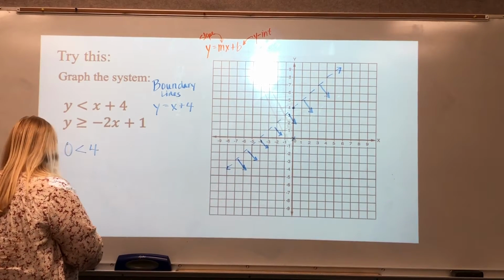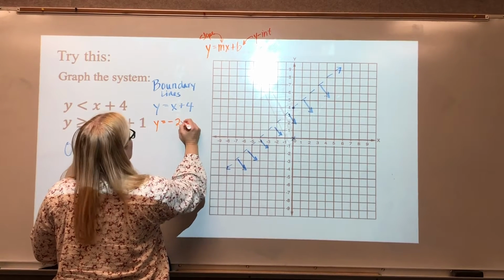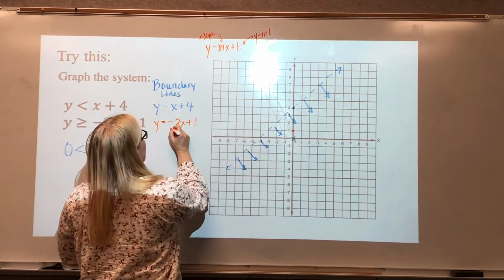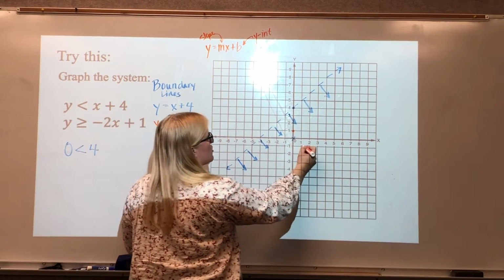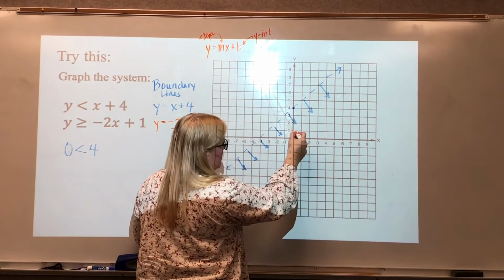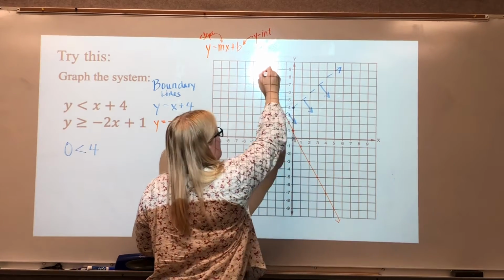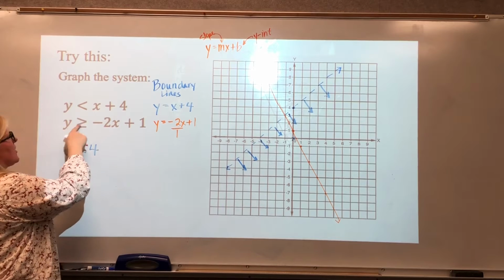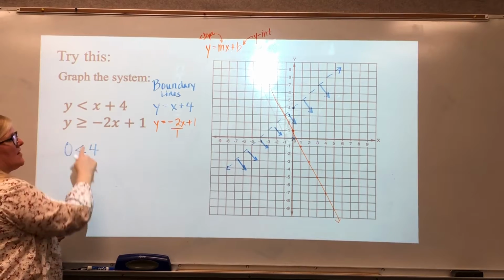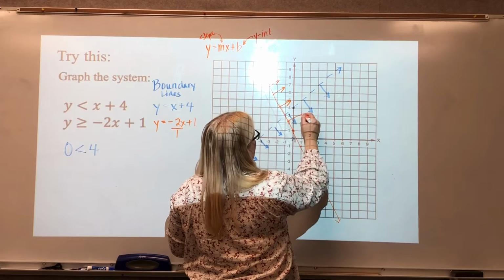Okay, the next one, my boundary line, is y equals negative 2x plus 1. So my y-intercept is 1. My slope is negative 2 over 1, so I go down 2 and to the right 1. And this line is going to be solid. And again, I can look at the inequality sign, and it is y is greater than. So I'm going to shade going up on the upper side.